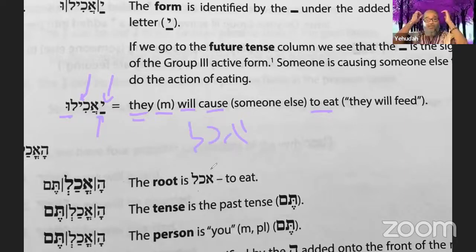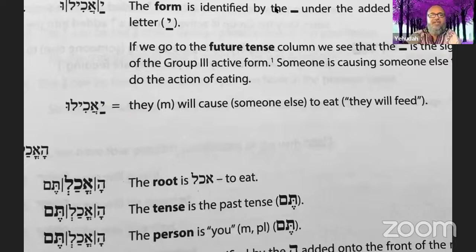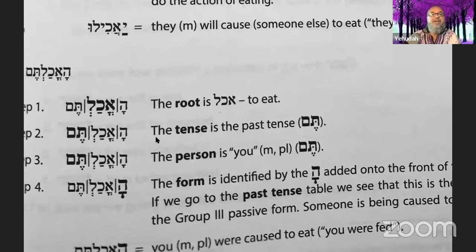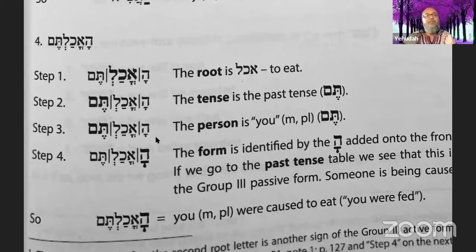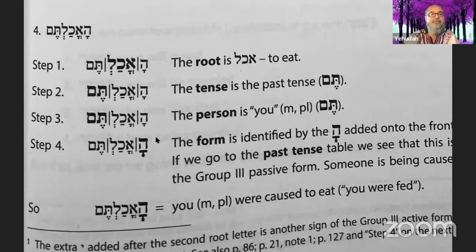So once your brain starts getting used to doing this, then you're going to be fine. It's not going to become nothing to you at all. And the more you do it, you'll be able to identify and say, oh, I know what the root is. Step number one, the root is to call. Step number two, what tense is it in? It's in the past tense. How do you know it's in the past? Because it has a past tense ending on it. That's why they got it in bold, because you can't put that on the end of a future tense. It'll only go in the past.